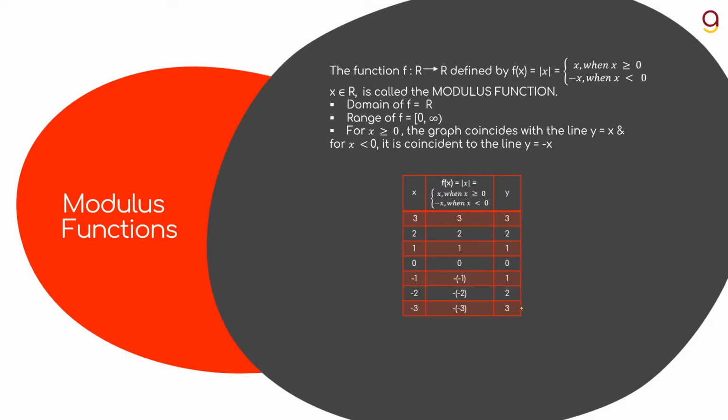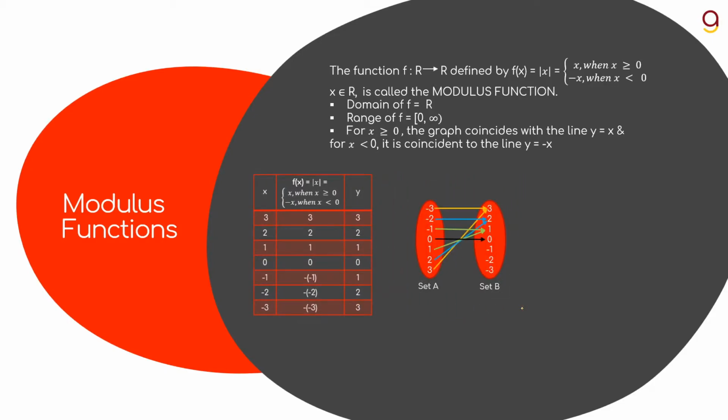Now, let's see the arrow diagram for the same. Here we have two sets, set A and set B. Set A is the domain, set B the codomain. Set A consists of the elements minus 3, minus 2, minus 1, 0, 1, 2 and 3. Similarly, set B consists of the same elements. Now here, what will be the image for minus 3? The image for minus 3 will be 3. And the image for 3 will also be 3.